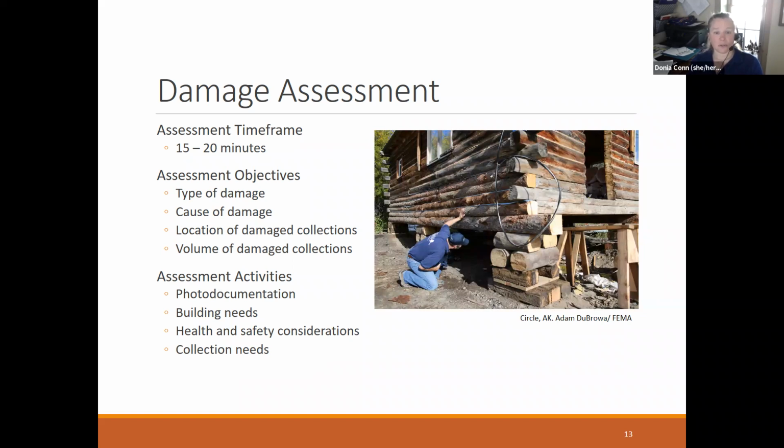And so, don't forget to look attic to basement if it's safe for you to get there, but also do part of your damage assessment outside. So in the image here, we see a gentleman looking underneath a building that's been jacked up after flooding in Circle, Alaska. So this log home went through a flood. It's now been jacked up, and they're assessing the needs to protect this home into the future.